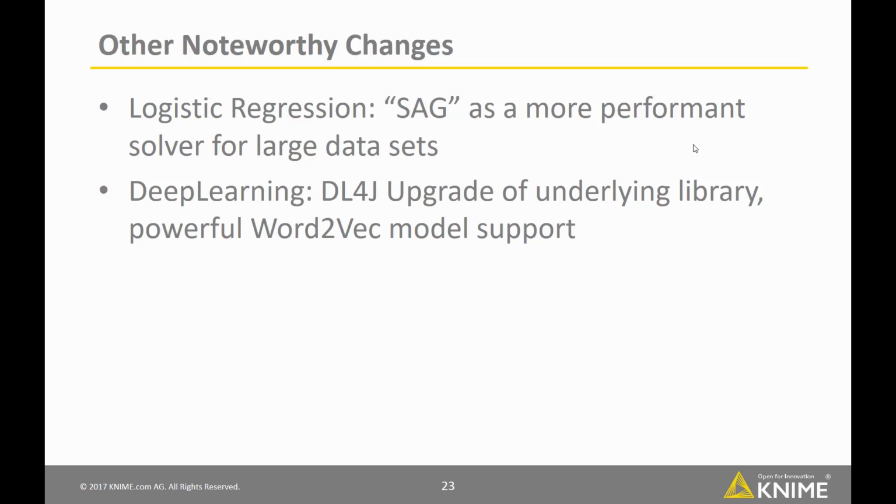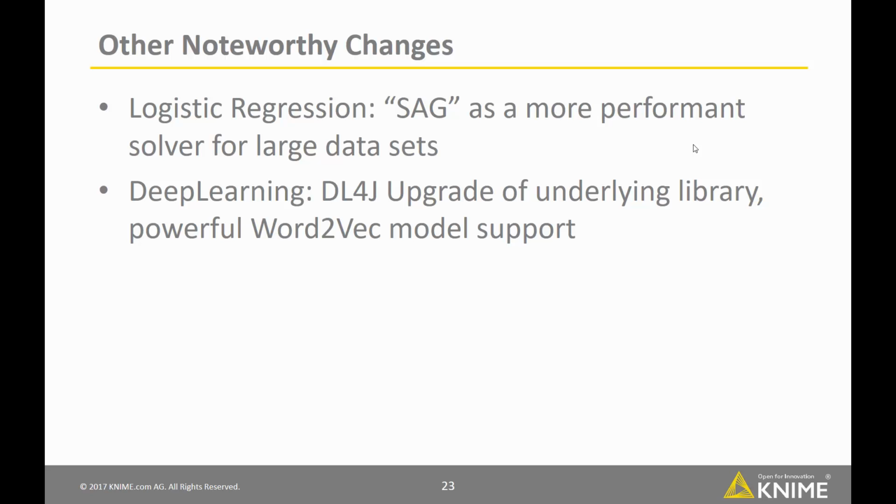Two more changes. The logistic regression node has been rewritten. We have added a few more solvers that solve the optimization problems. One of which is called SAG, Stochastic Average Gradient, and this is much more performant compared to the old implementation, also for very large data sets or very wide data sets. Also, the logistic regression node now has an additional output that contains the coefficients that the logistic regression node calculates.